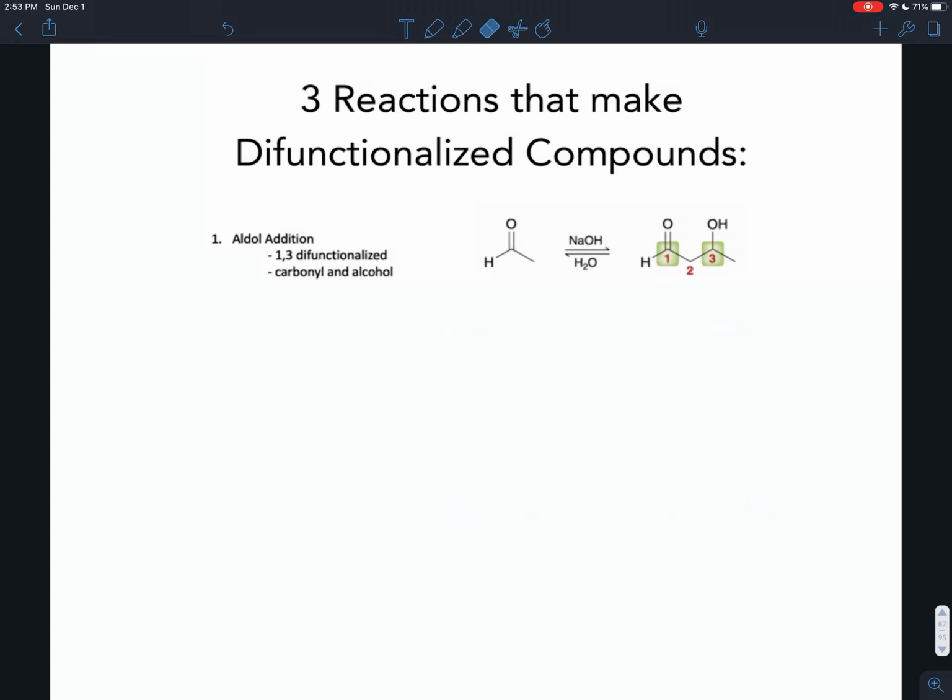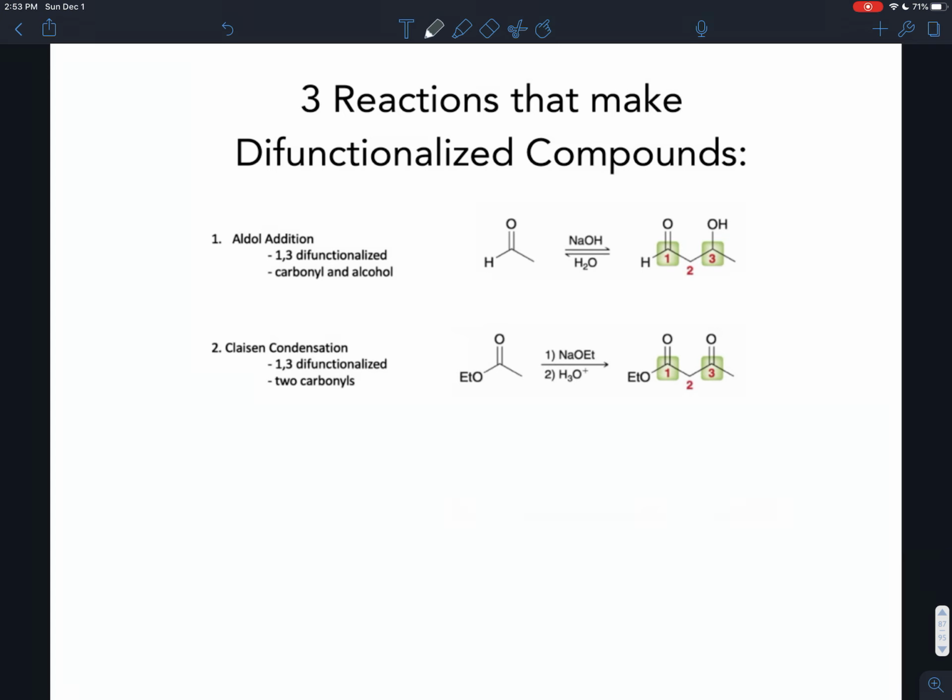Compare that with the second way we learned in this chapter to make a molecule with two functional groups. That was the Claisen condensation. The Claisen condensation, instead of using two aldehydes, used two esters. A base, and the base had to match the alkoxy group of the ester, so that if it did do a nucleophilic acyl substitution, it didn't change your original molecule.